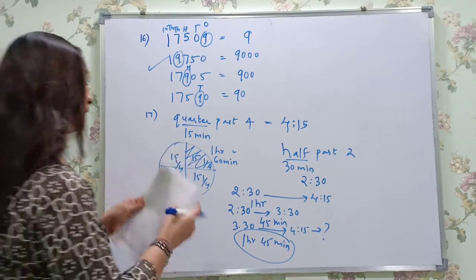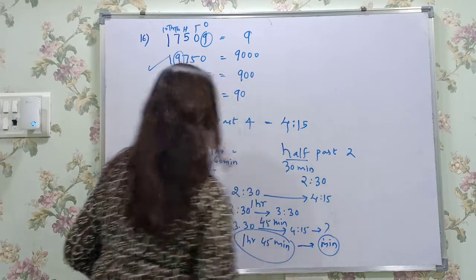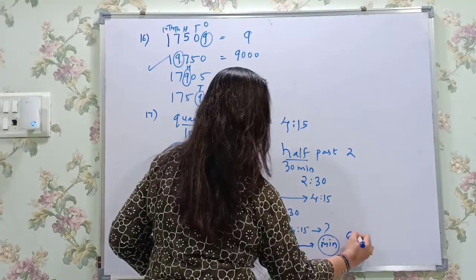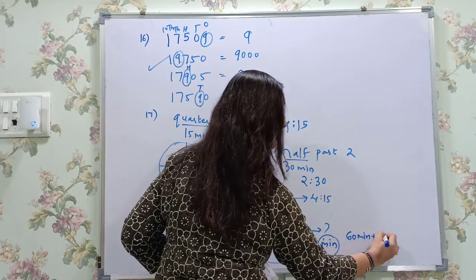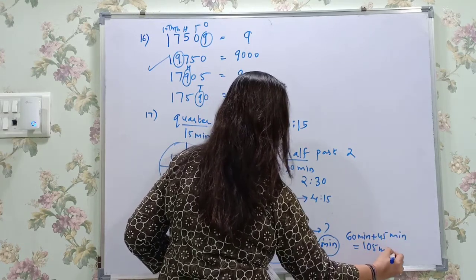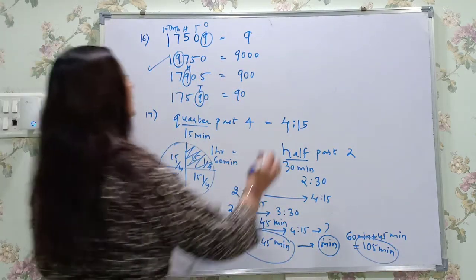Right? Okay. Now 1 hour 45 minutes we have to write in minutes. Okay? 1 hour is what? 60 minutes. So 60 minutes plus 45 minutes, right? So that is equal to 105 minutes. Is it okay, kids? Next sum number 18.